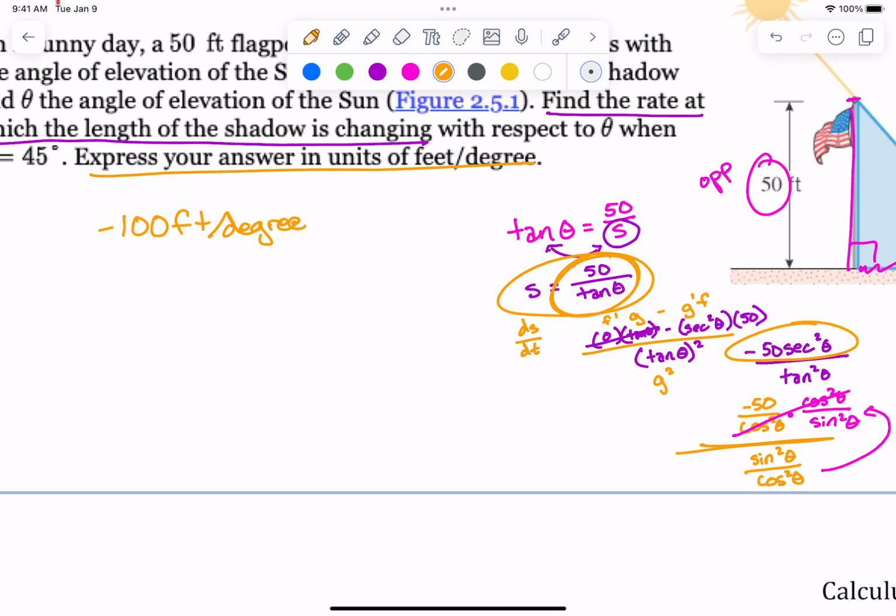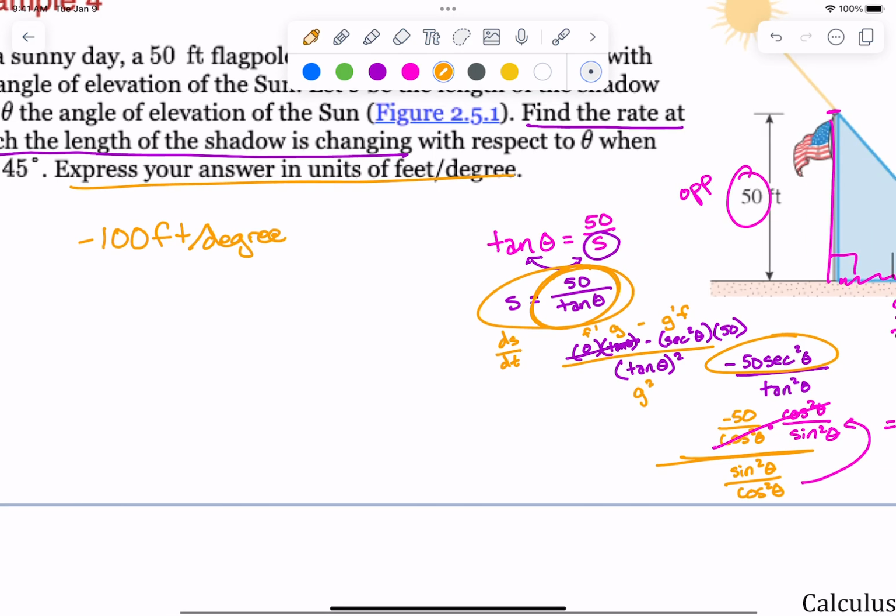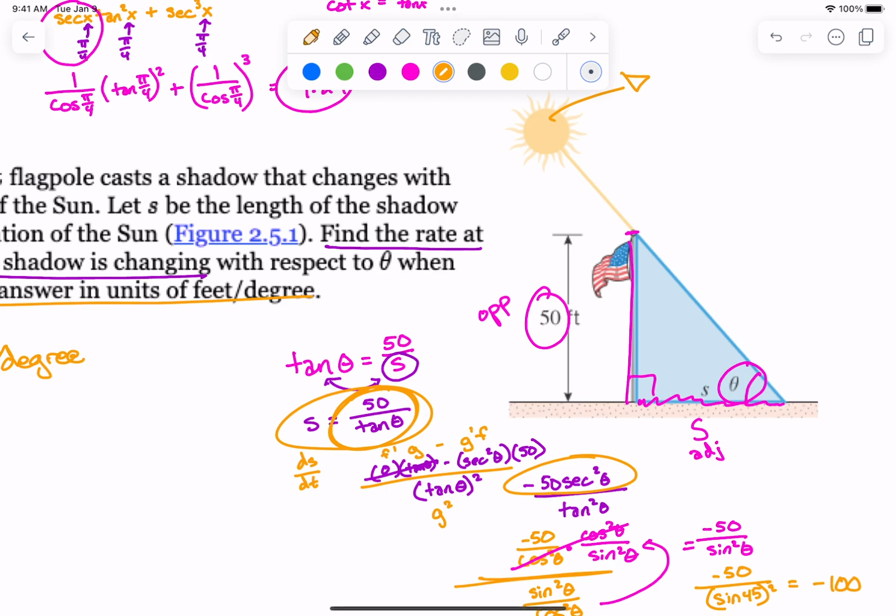So for every degree that it goes up higher in the sky, it is coming closer, right? Because we said as the sun goes up higher in the sky, this shadow comes in closer. So negative 100 feet per degree. It's coming in 100 feet per degree, which is a lot, it seems like. How tall is it? If it's 50 feet tall, then like.